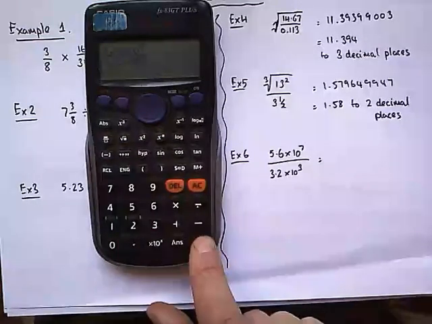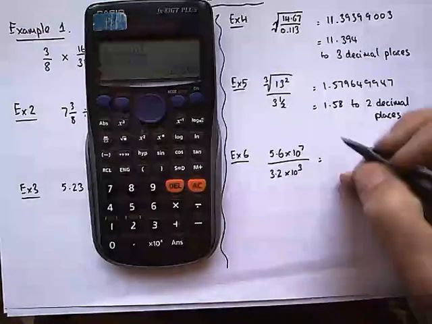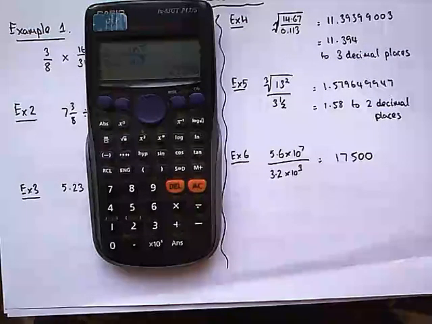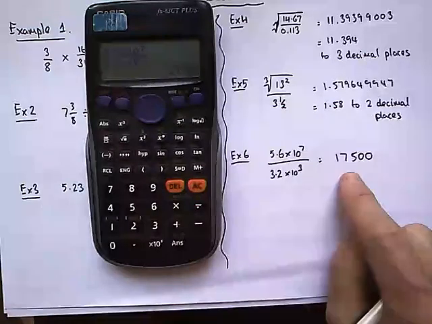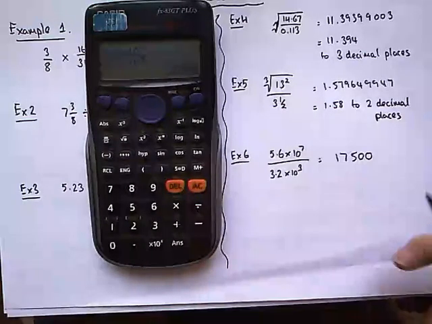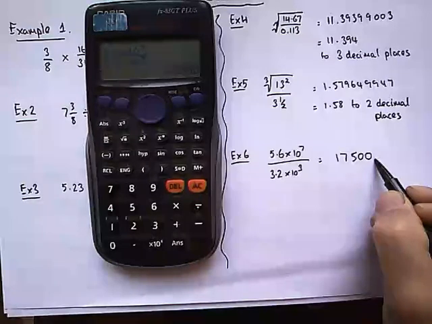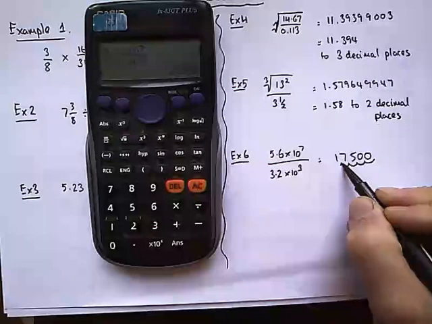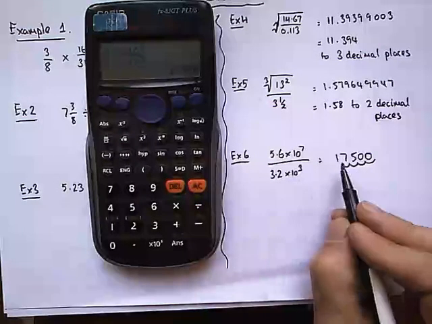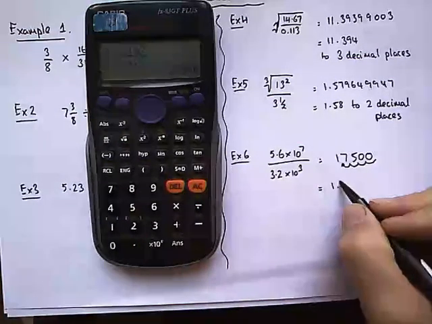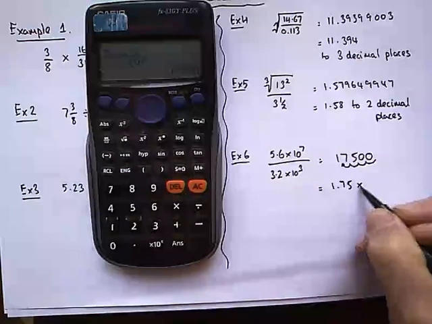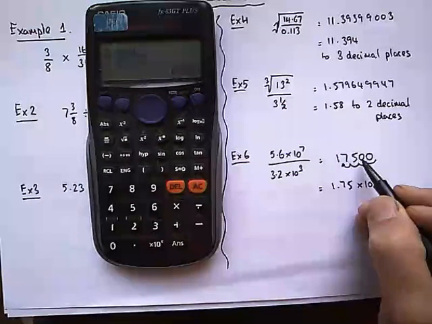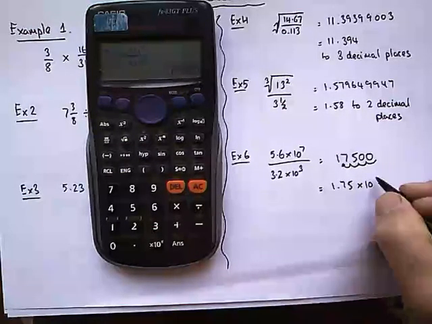Right, let's press equals. What do we get? We get 17,500. That's nice and neat, actually. You could write this in standard form as well. So, how many times would you have to divide it by 10? 1, 2, 3, 4 times to get a number between 1 and 10. So it would be 1.75 times 10. To get this number back up to the 17,500, I'd have to times it by 10 4 times.